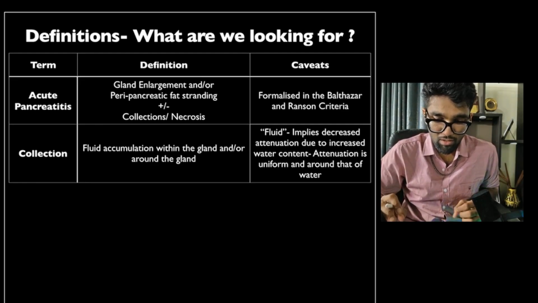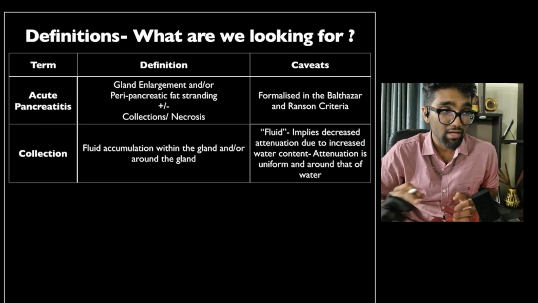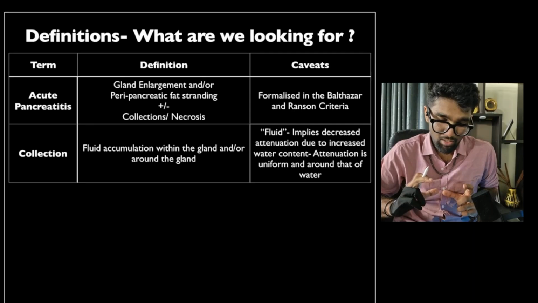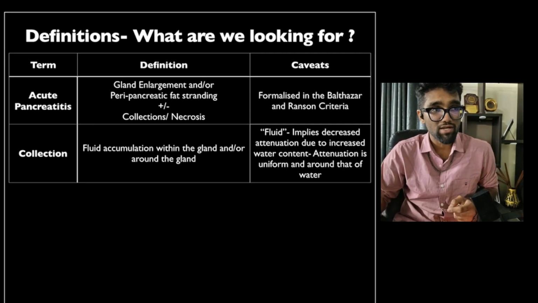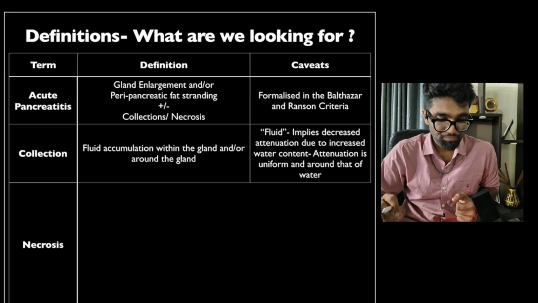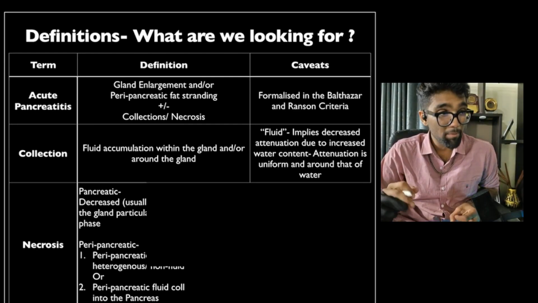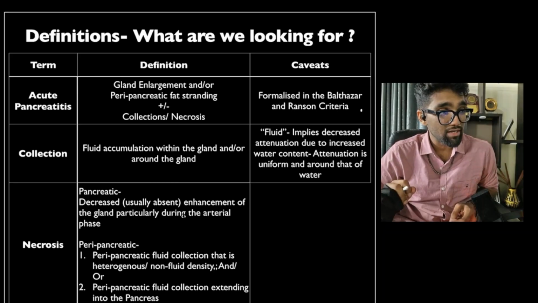So a fluid collection is basically defined as a fluid accumulation within the gland or around the gland, and that fluid has to have an attenuation somewhat that of water. Now, necrosis is defined as, it can be pancreatic necrosis, that is necrosis within the pancreas, and it can be peripancreatic necrosis.